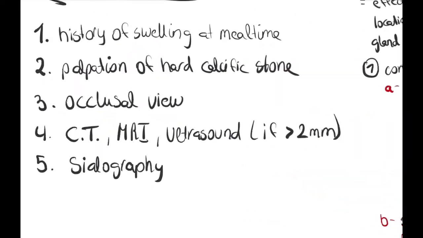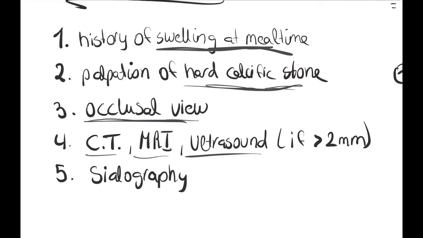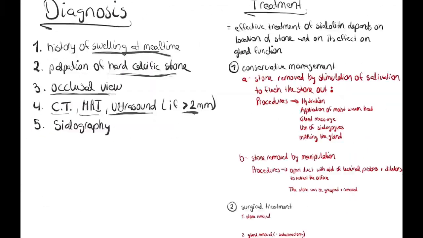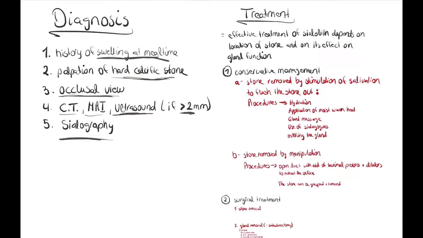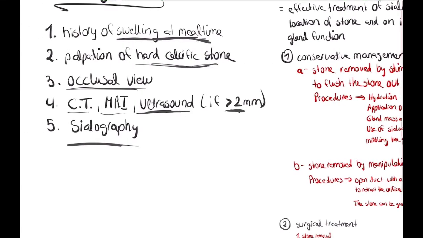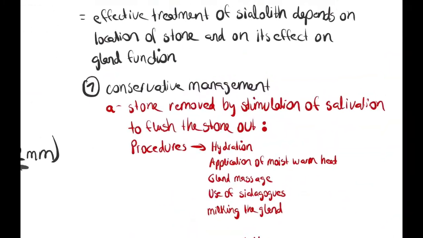What is the diagnosis? Diagnosis is if you have a history of swelling during mealtime, if you palpate any hard calcific stone, you do the occlusal view, or you do the CT, MRI, ultrasound. You see it in the ultrasound if the lesion is bigger than 2 millimeters. If it is less than 2 millimeters, you won't see it in the ultrasound, and you do sialography. So taking X-ray is the most important thing. But the history, if you have a history of swelling at mealtime, then it might be a lesion in the submandibular gland. Treatment is quite many.